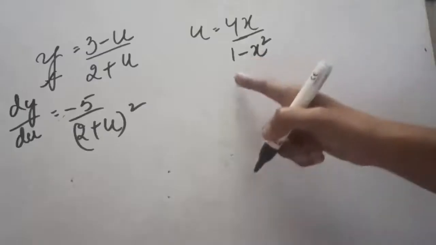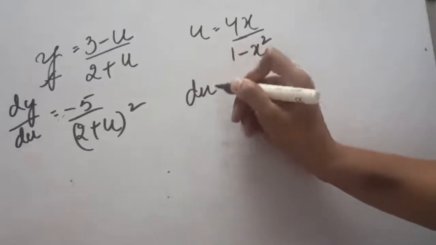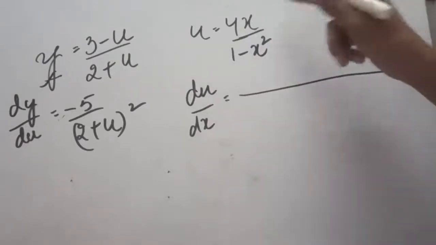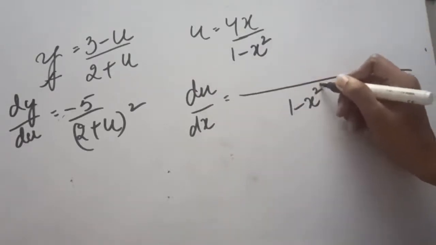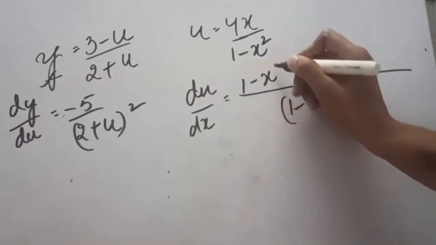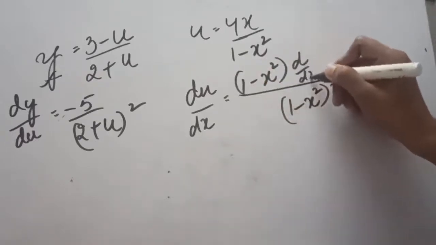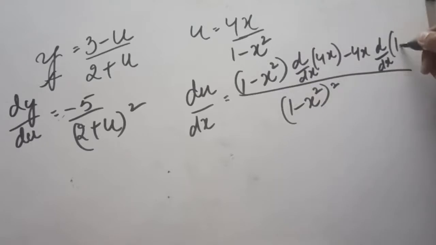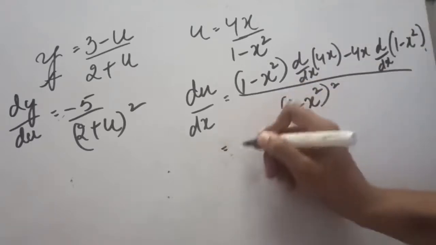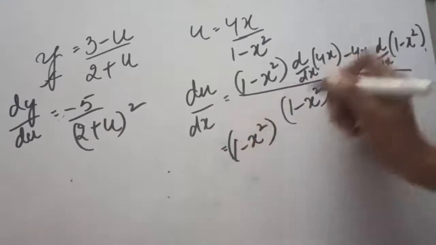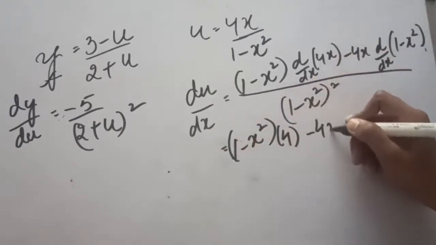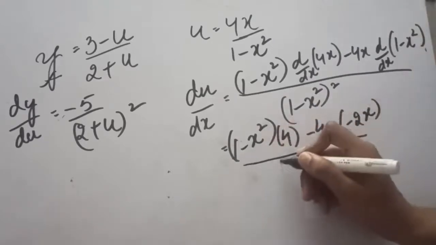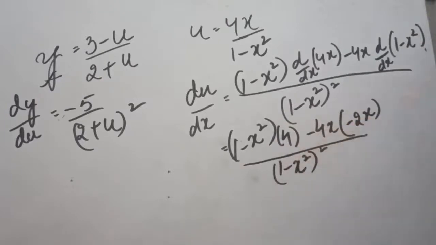Coming to the second part of the question, here we can calculate du upon dx. So here also, as it is in the form of u upon v, the quotient rule will be applicable. V square, v, derivative of u minus u, derivative of v. So solving this, it will be the same. Derivative of 4x is 4, minus 4x. Here the derivative will be 0 minus 2x. So that will be minus 2x divided by 1 minus x square whole square.